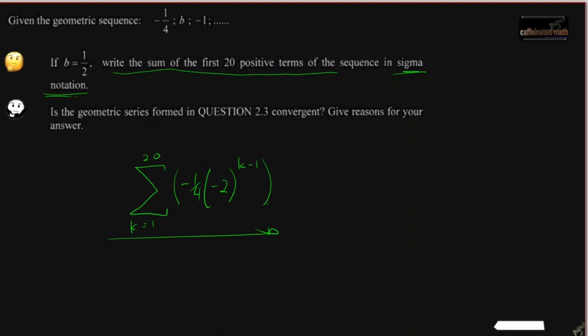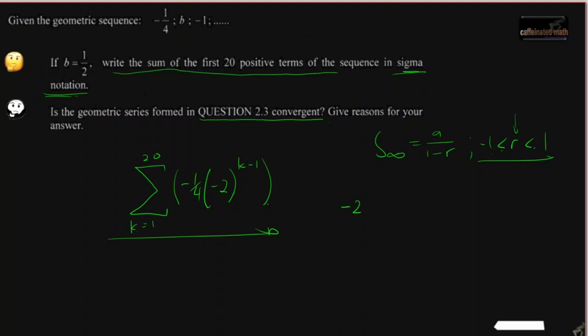Is the geometric series formed in question 2.3 convergent? Well, we can see next to the sum to infinity on our formula sheet, which looks like this, there is a condition over there which states the following. Our common ratio needs to be greater than -1 and less than +1, which just means it needs to be a proper fraction.